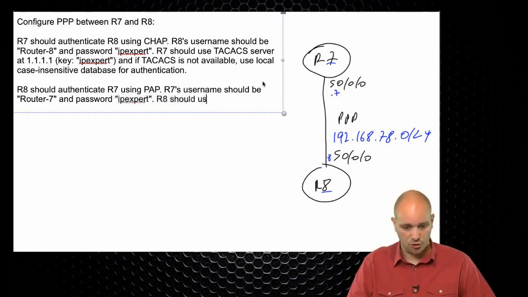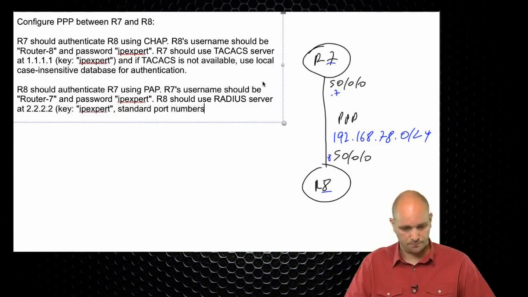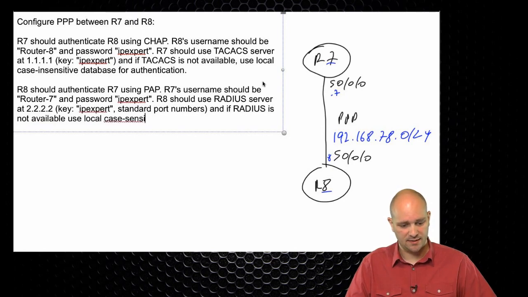R8 should use a RADIUS server at 2.2.2.2, key IP expert, standard port numbers, and if RADIUS is not available, use local case sensitive database for authentication.